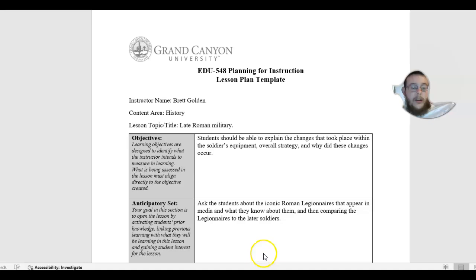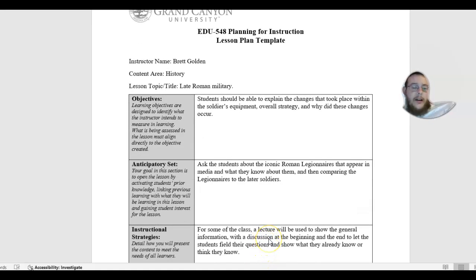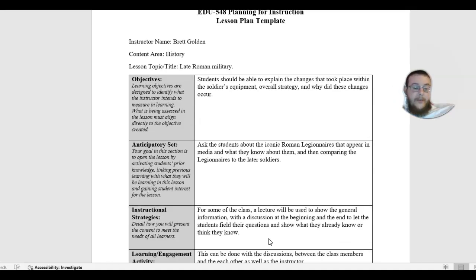Then the anticipatory set, asking students what they know about the earlier Roman Empire, such as the Roman legionnaires and how that military worked, and comparing that to the later Roman Empire and the soldiers that served then. This is done partly because the Roman legionnaires are a lot more iconic. People see them and know what they were, or at least have some idea about them, a lot more than they do the later Roman soldiers.